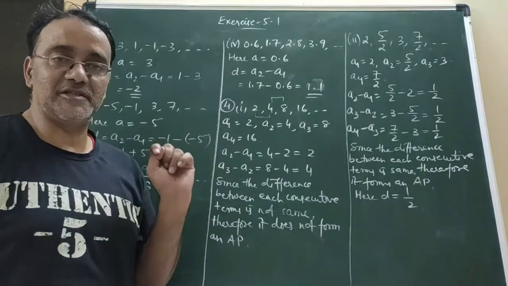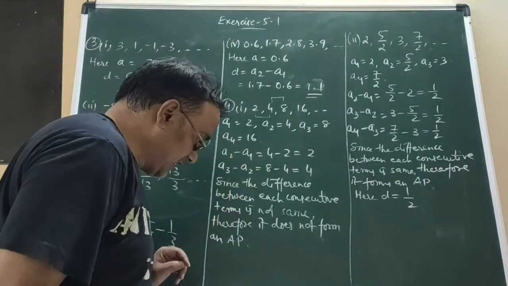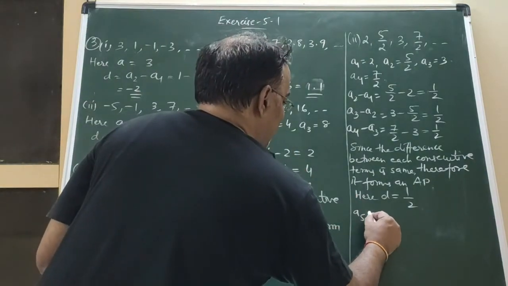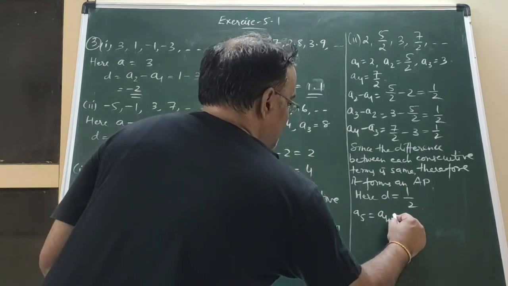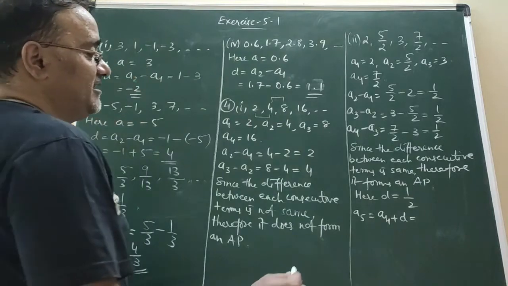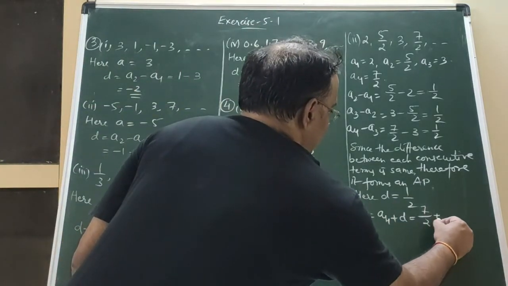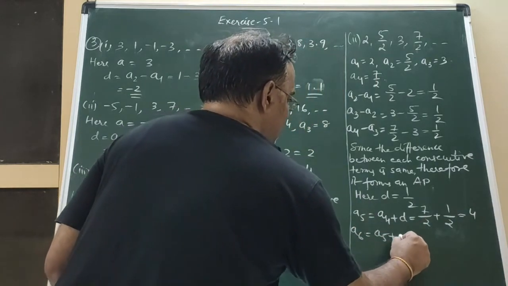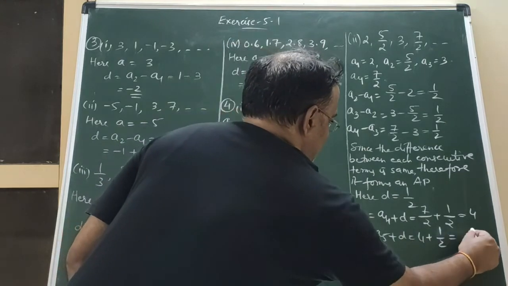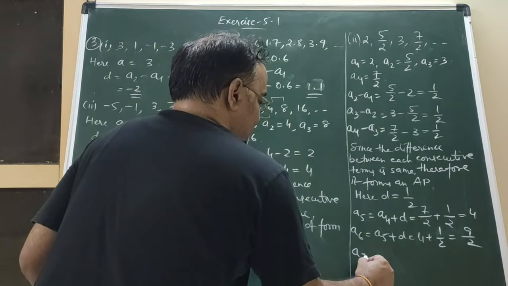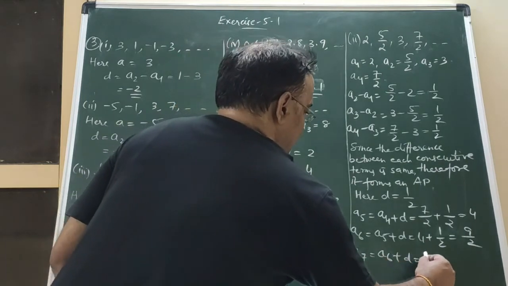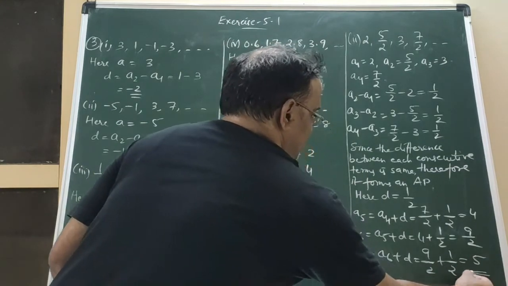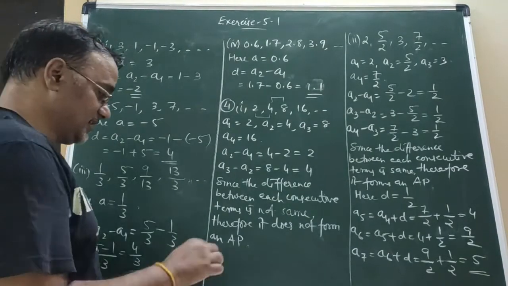It is an AP, so we also have to find the common difference, and we have to write 3 more terms. The fourth term is given, so we have to find A5. A5 will be A4 plus D. A4 is 7/2, 7/2 plus 1/2 is 4. A6 is A5 plus D, 4 plus half is 9/2, and A7 is A6 plus D, that is 9/2 plus half is 5. So these are the 3 more terms of the AP.